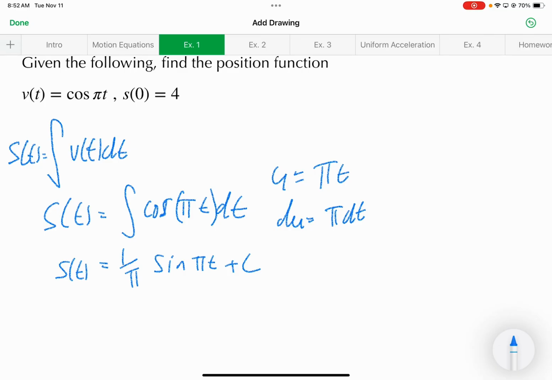I need to find my c value, so I should plug in the things that I know. So my position is 4 at time t equals 0. So 1 over pi of sine of pi times 0 plus c.